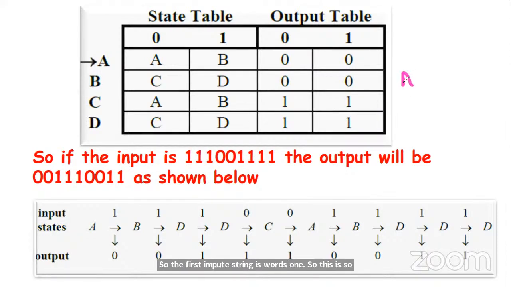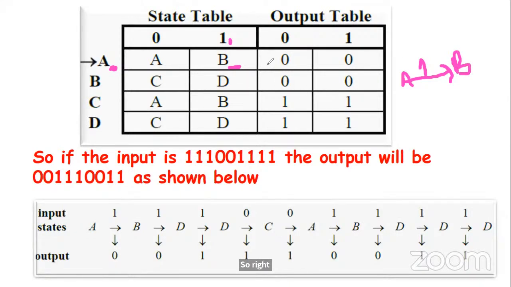This is our A. So you are at A, and the first input we have is what? 1. So we'll come to the table. We're at A. We receive an input of 1. Where does it tell us to go? So we should go to B. So we write B here.